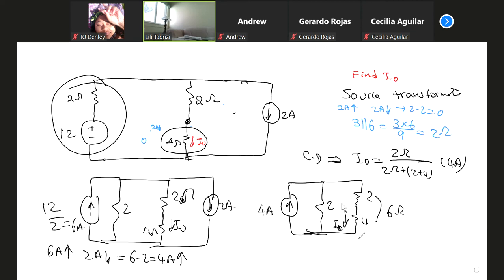The original, if you remember, the original picture looked a bit messy. But by source transformation, and this problem was a perfect match for source transformation. Sometimes there is no match. There are some problems in the book I can show you. If there is no resistor in series with the voltage source, or if there is no resistor in parallel with the current source, you cannot apply source transformation. So that's why you need this. Any question about source transformation?